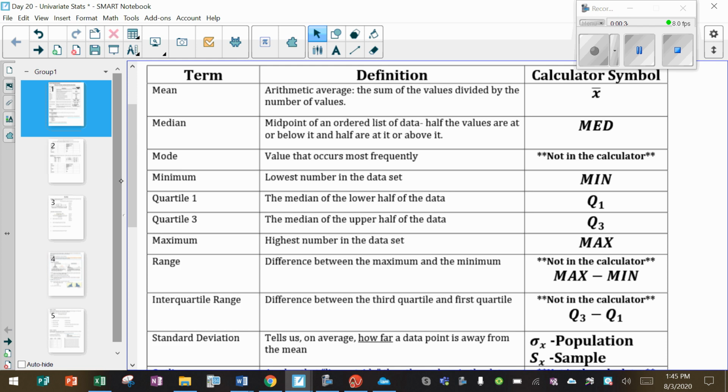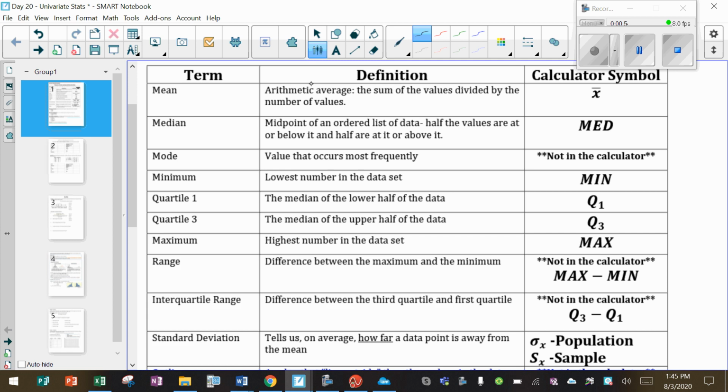So we have the mean, which is what you would consider the average. Add up all the scores, divide by the total number of scores, and you have your mean. And that has a symbol with the X with the bar over it. That's the symbol for the mean. Mean, median, and mode are the three common measures of center that you may know.